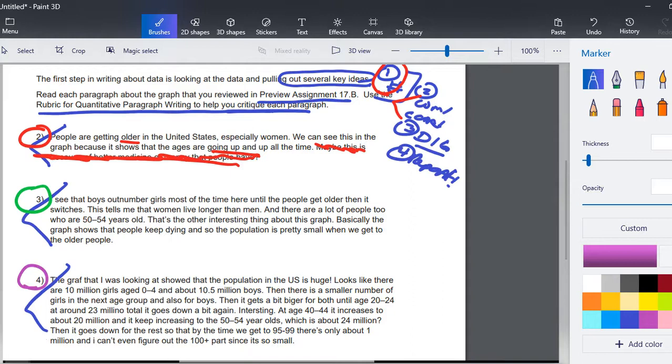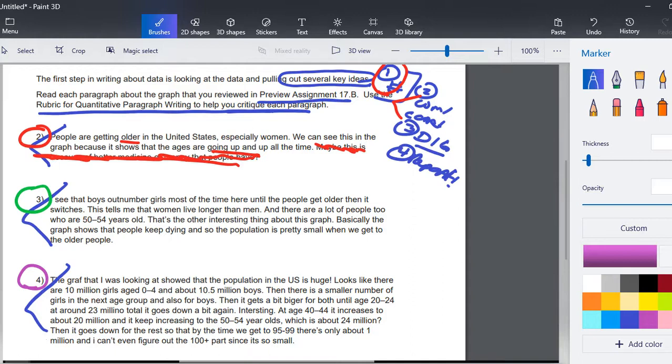The graph that I was looking at showed that the population in the US is huge. Looks like there are 10 million girls aged 0 to 4 and about 10.5 million boys. Then there is a smaller number of girls in the next age group. What's the next age group? And also for boys. Then it gets a bit bigger. What does bit mean? For both until age 20 to 24 and around 23 million, till it goes down a bit again. Again, how much is a bit? What are they trying to say?